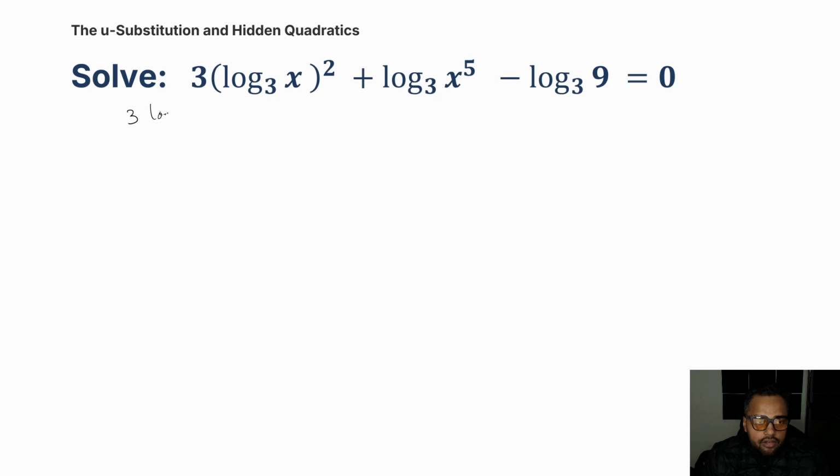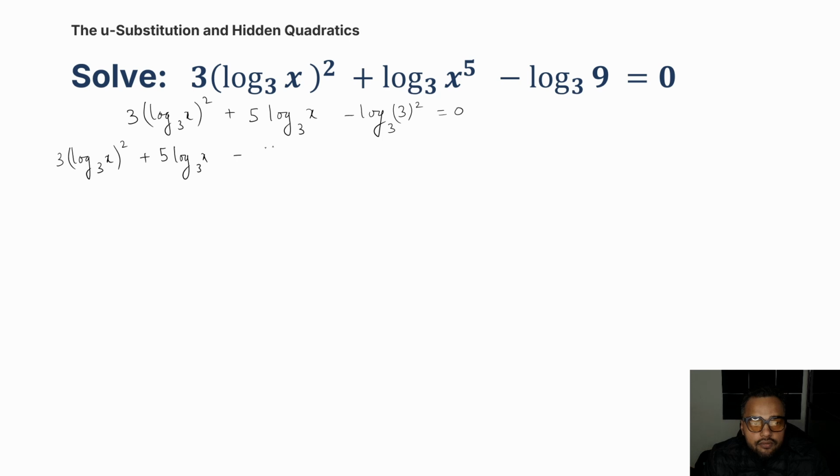If I write this as 3 (log base 3 of x) whole square plus this, applying the reverse of the power law, the 5 will come out and act as a multiplier. So log x base 3 negative of log, this argument here is 9, so we could write it as 3 square, base is 3, equals 0. On solving it further, we'll get 3 (log base 3 of x) whole square plus 5 log x base 3 negative of, this could be written as 2 log 3 base 3, equals 0.